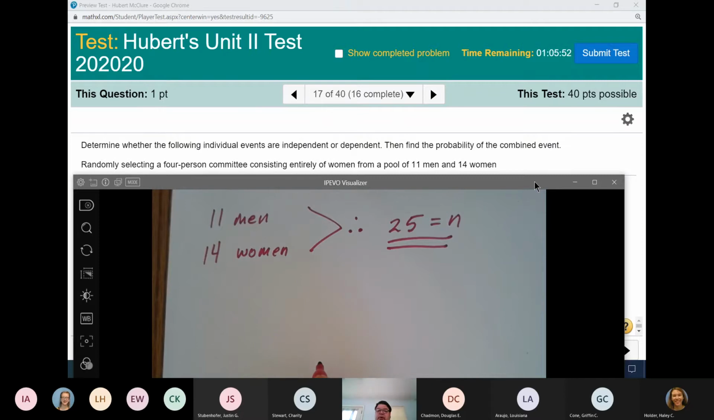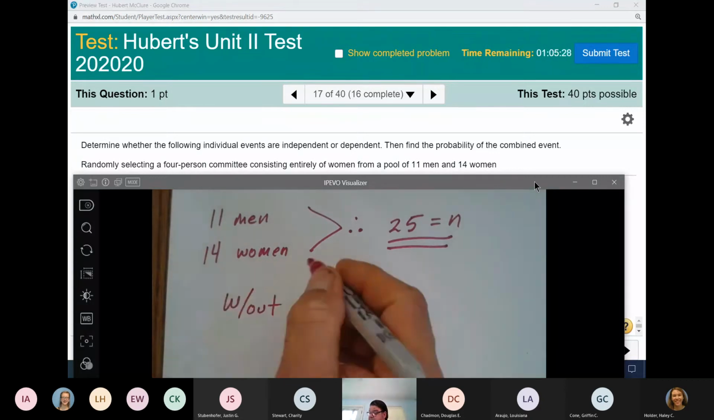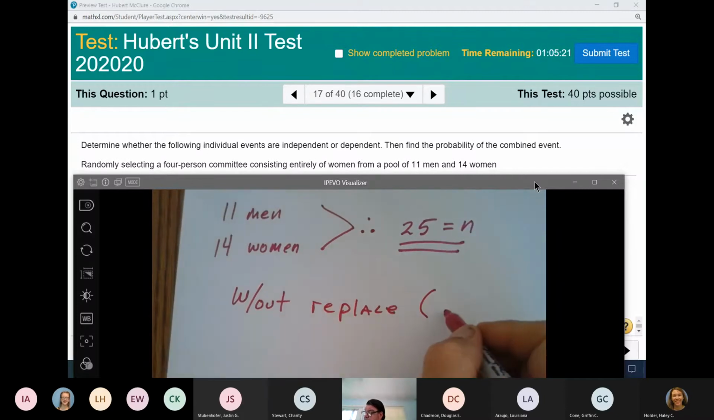25, Hubert. Now, why is it dependent? Because if I pick a 4-person committee, that means the first 4 women. Let's say that Jane is in the women. Can I pick Jane and then go back and pick Jane again? No. So it's without replacement. Should be. I don't know about this test. It should be without replacement, which means it's dependent.